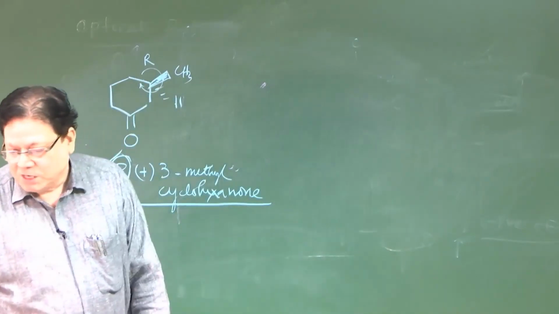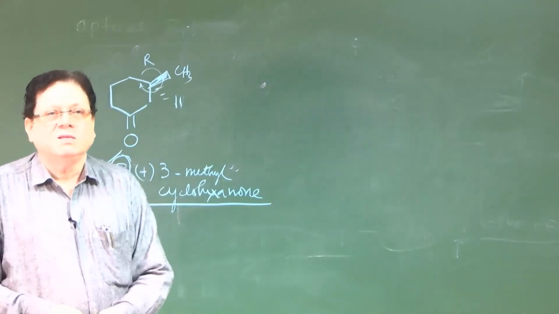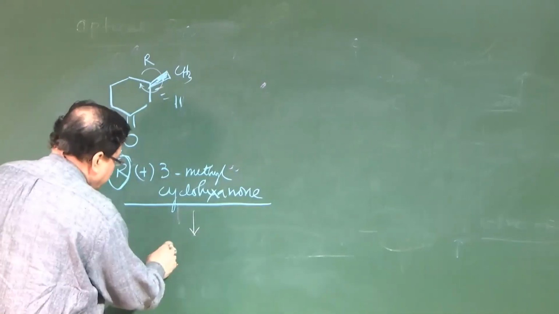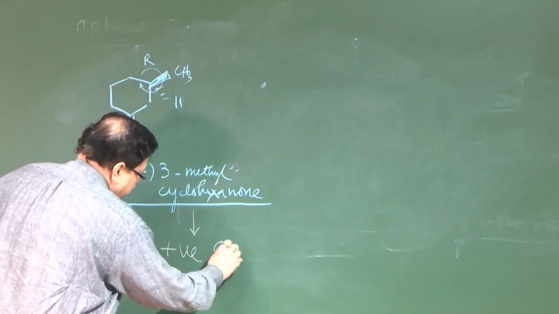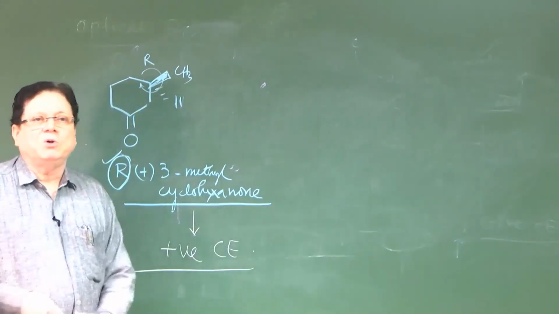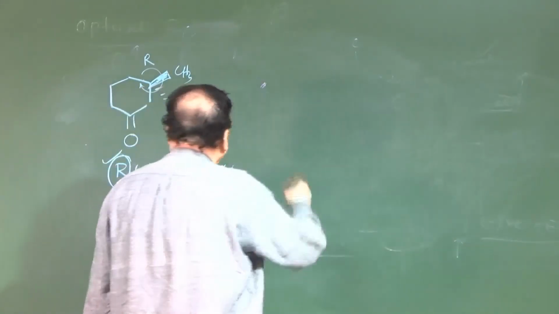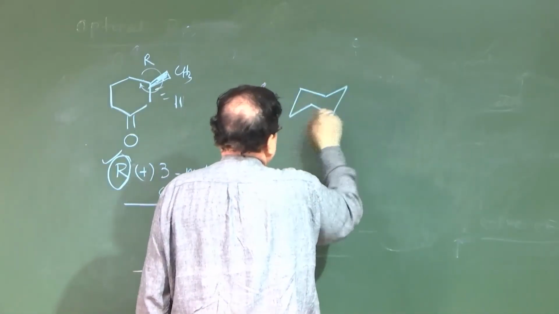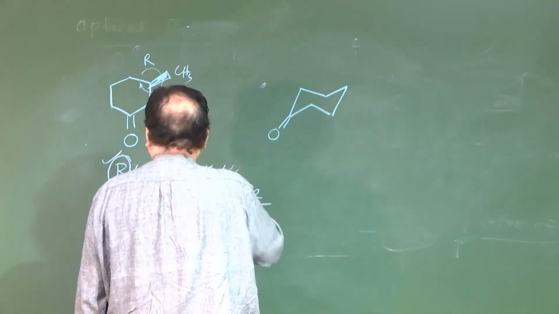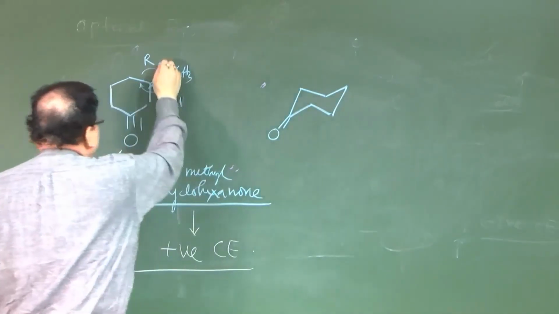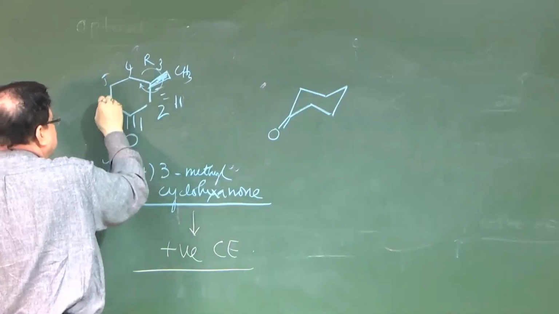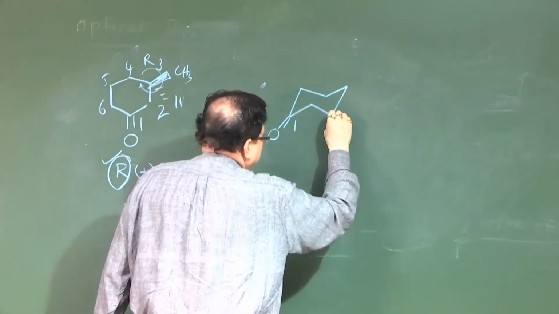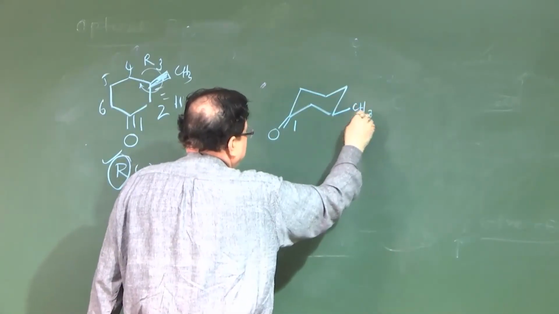First of all, what sort of Cotton effect does it show? What is the experimental sign? It shows a positive Cotton effect. Now, let us try to draw the various conformations that are possible for this molecule. Suppose this is your carbonyl, this is number 1, 2, this is 3, 4, 5, 6. So, this is 1 and then 3 is methyl. If you want to make it beta, that will be equatorial.